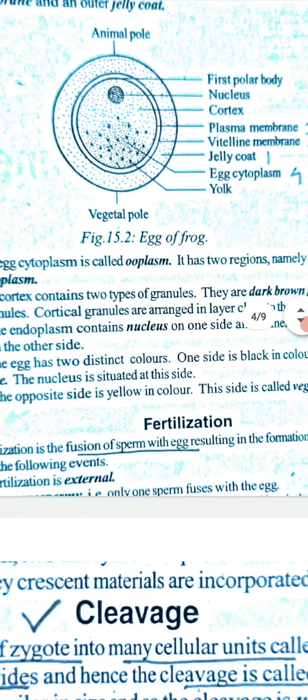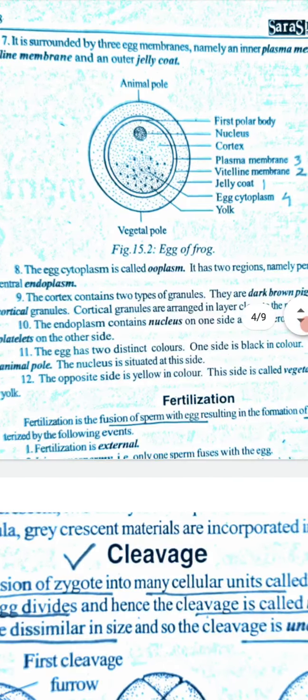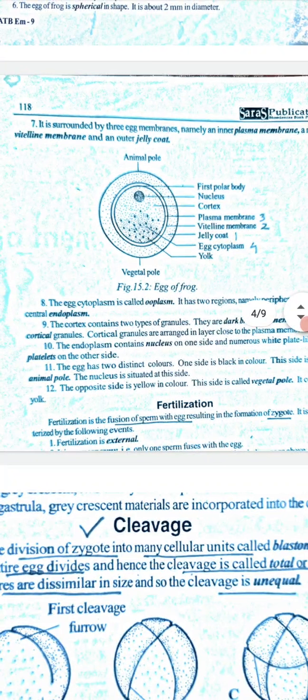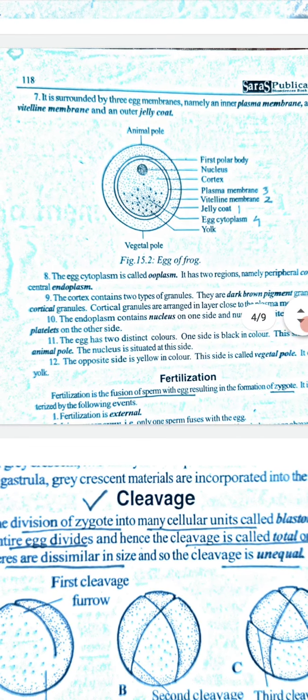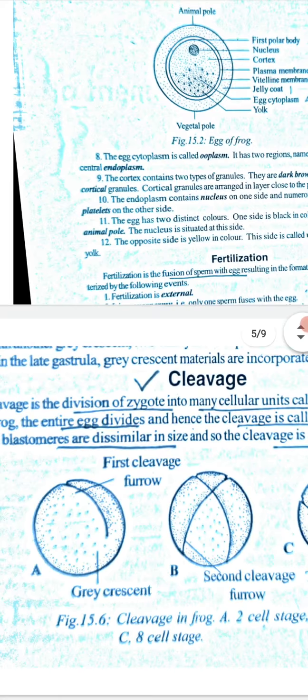What is meant by fertilization? The union of egg and sperm of the frog is called fertilization. Fertilization means union of sperm and egg resulting in the formation of the zygote. The fertilization of the frog is external. External fertilization occurs in the frog.